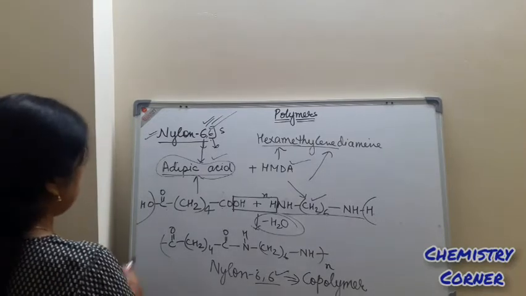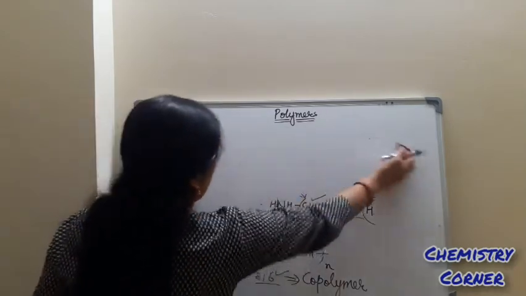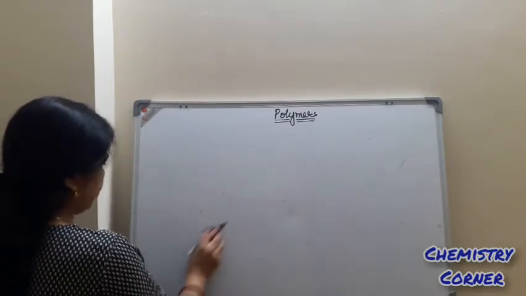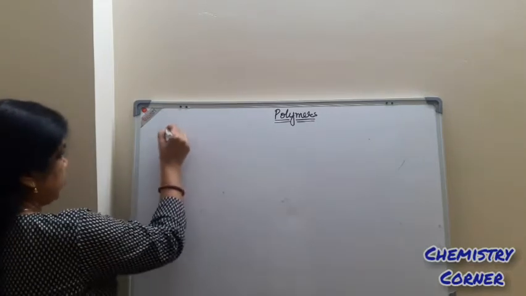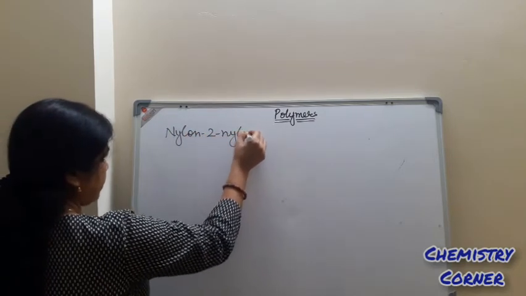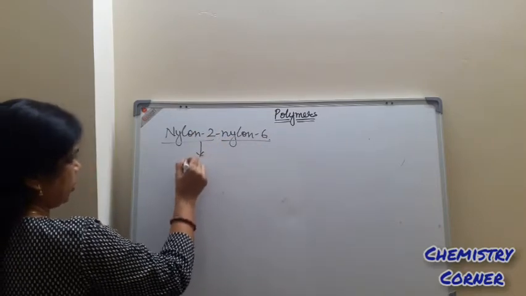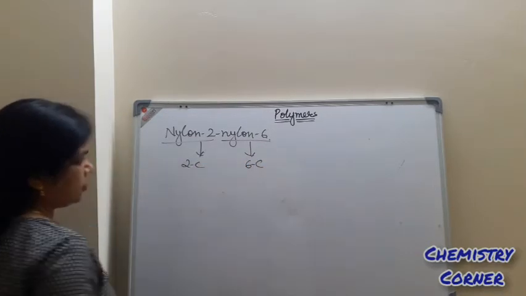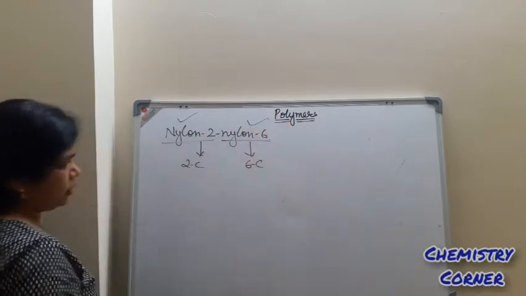So let's come to the next, that is called nylon 2, nylon 6, which is a biodegradable polymer. There are two biodegradable polymers in the syllabus. One is nylon 2, nylon 6, another is PHBV, which I will be explaining later. So let's come to nylon 2, nylon 6. This nylon 2, nylon 6 is indicating that the first unit has 2 carbon and the second monomer unit has 6 carbon. So both units, this monomer unit and this monomer unit, two monomer units.